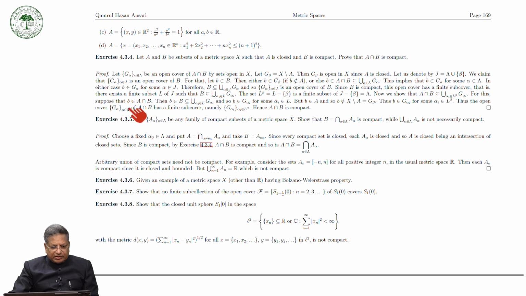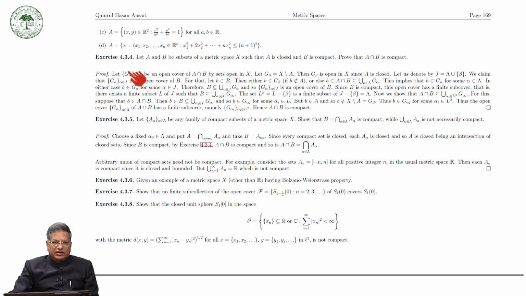For this, suppose that b is an element of A intersection B. Then b belongs to capital B, which is a subset of this union, and so b lies in G alpha i for some alpha i in L. But b is in A, so b cannot be in the complement of A, which is equal to G beta, and thus b is in G alpha i for some alpha i in L beta. Thus the open cover has a finite subcover, namely this one. Hence, A intersection B is compact.